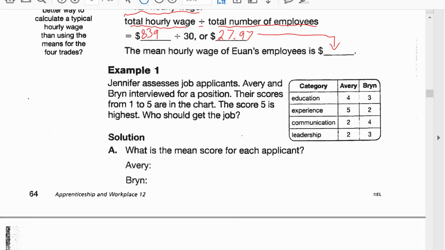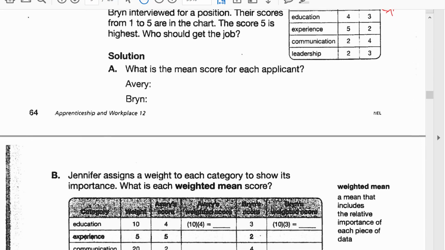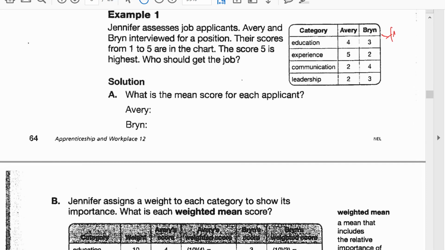Okay, then we move on to example 1. Jennifer assesses job applicants. Avery and Bryn interview for a position. Their scores from 1 to 5 are in the chart. The score 5 is highest. Who should get the job? Okay, so we have their scores right here. The solution: what is the mean score for each applicant?